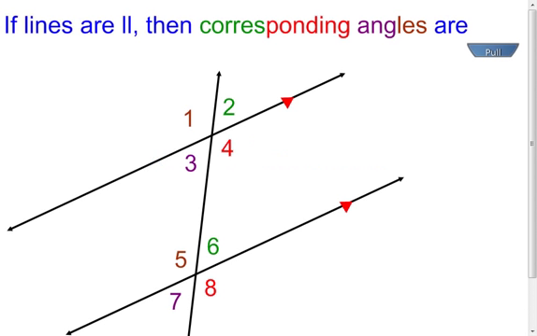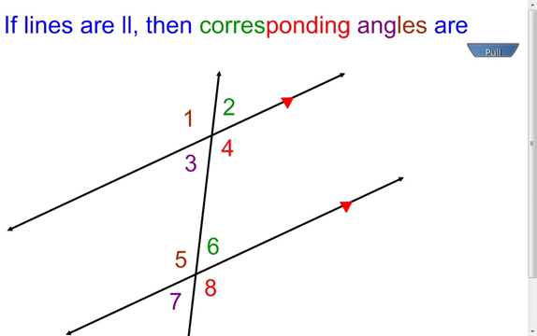Here we're going to talk about parallel lines and those angles that are created from the transversal running through those two parallel lines. We talked about those a little bit in the previous lesson: the alternate interior angles, alternate exterior angles, consecutive interior angles, and corresponding angles. The first one that we're going to look at will be the corresponding angles.